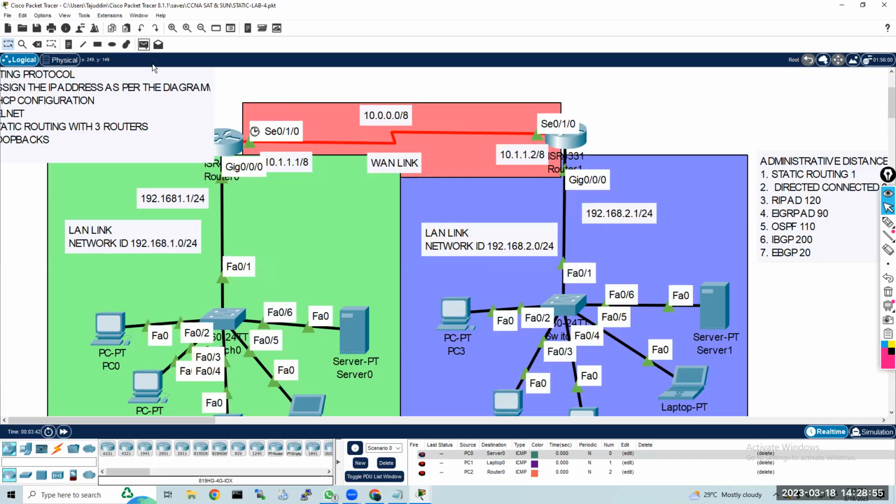Now if we check the connectivity, we cannot ping from this PC to this PC. There is no communication between these two different networks. Inside their own network they can communicate with each other, but not with the different network. Now we'll make them communicate with the other network. So how do I configure that, guys?